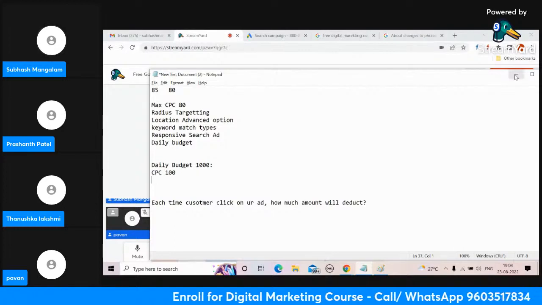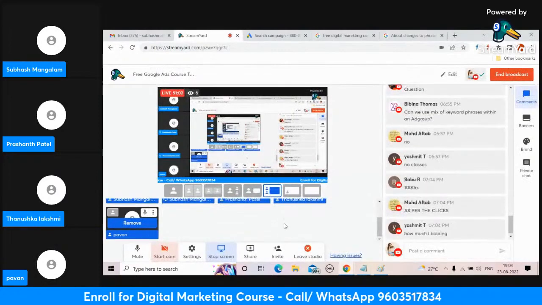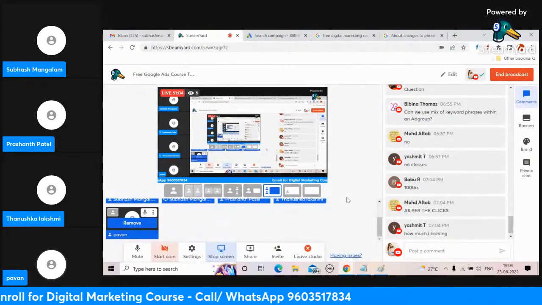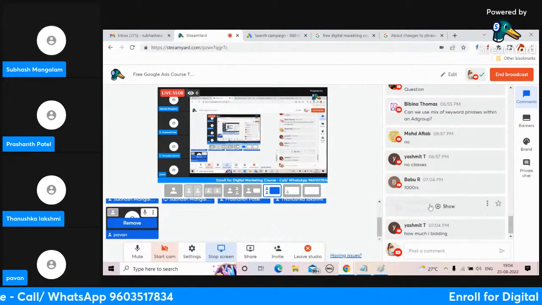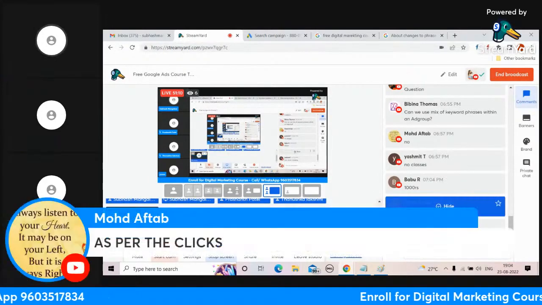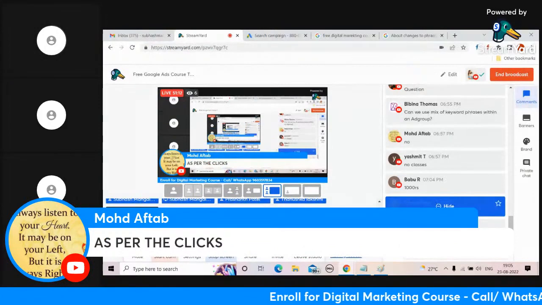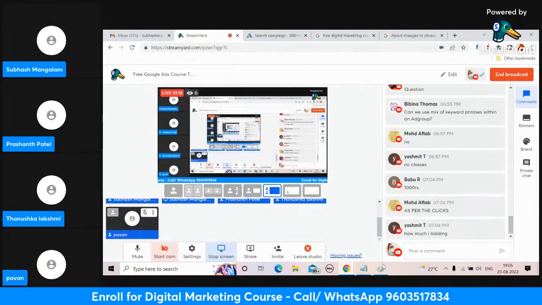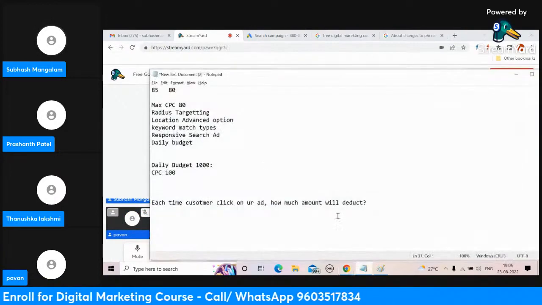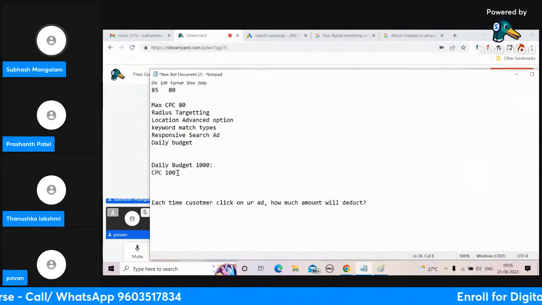Shant, Pawan. Sir, competitor's price plus one, sir. One second. Babu says 1,000. Muhammad Aftab says as per the clicks. Yashmin says bidding. And so bidding, I said 100 rupees. So there is nothing related to the competitors here.